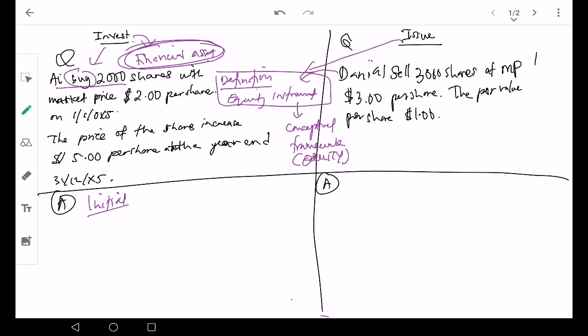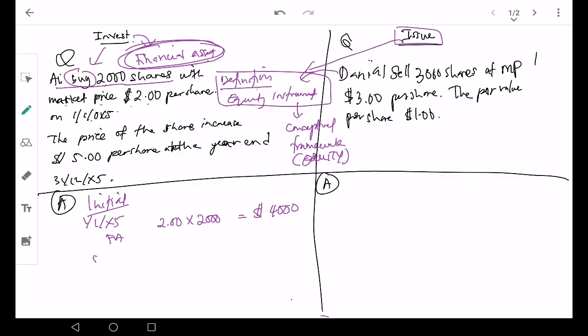So first, initially, we go to the financial asset. I don't know why I suddenly explained the issuer. So we go to the investor first. 2,000 shares with a market price of 2 ringgit. This is the question on 1st January 2005, you bought. So your financial asset will be 2 ringgit times 2,000. So how much? Good, 4,000 in your asset.